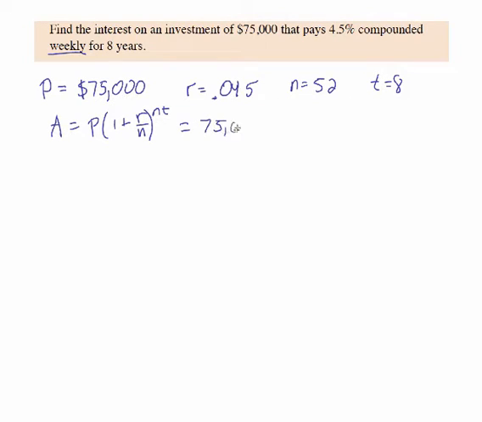P is 75,000. 1 plus r over n becomes 1 plus 0.045 over 52. Raised to the nt power, that's going to be 52 times 8. Now we have a pretty complicated calculation here, and there's a variety of different ways you could go about doing this. As long as you use order of operations, you're fine.